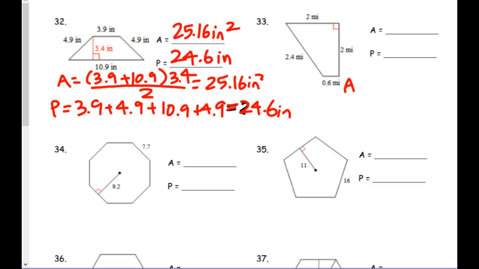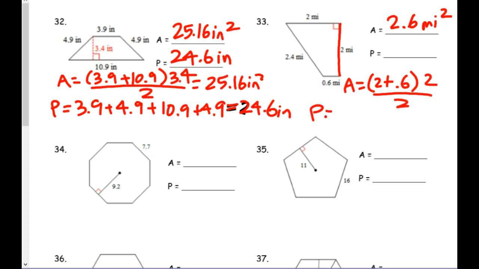Okay, so same thing over here. Base 1 plus base 2 times the height. Now the height, since it's at the right angle, is 2, and then divided by 2. Okay. Spoiler alert, it's 2.6 miles squared. And then the perimeter, we're going to add that all up. 2 plus 2 plus 0.6 plus 2.4. It's going to give us 7 miles. That's some mental math, hopefully.